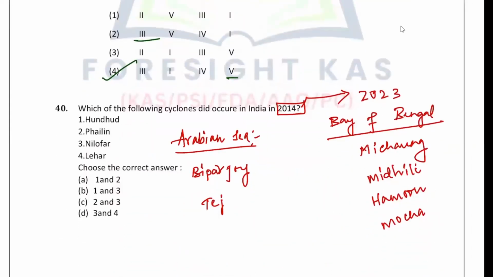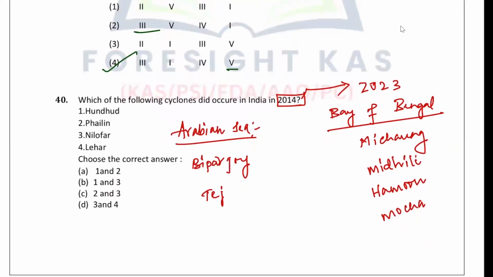Let's see, this would be the last question. Which of the following cyclones did occur in 2014? Why would I teach 2014? There is no need to study that. We have to see the 2023 questions.